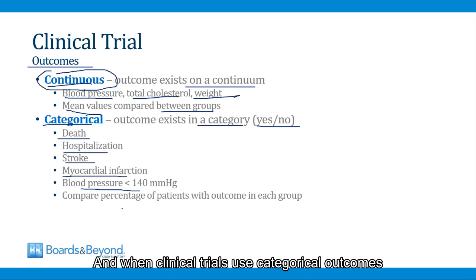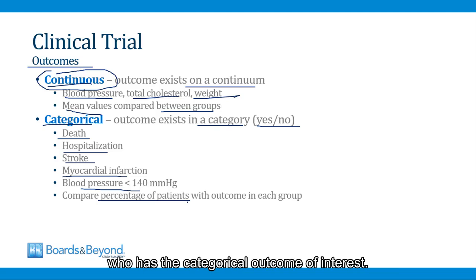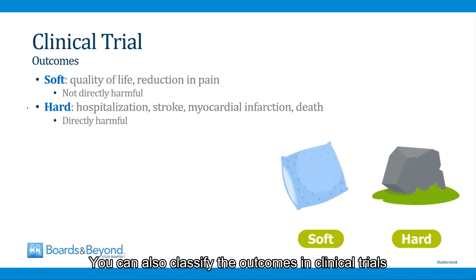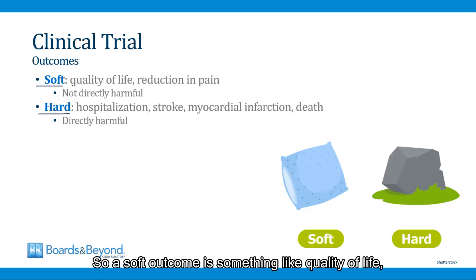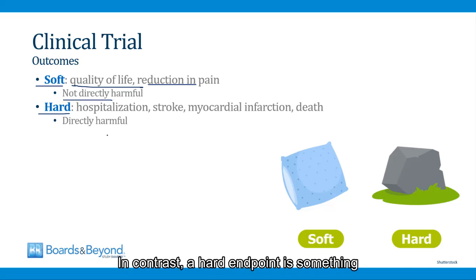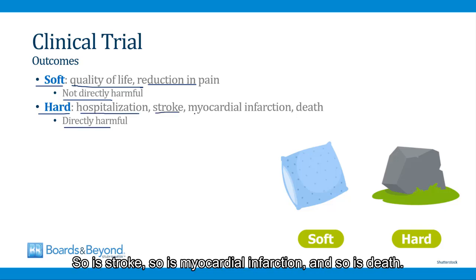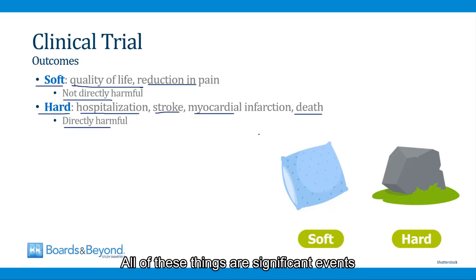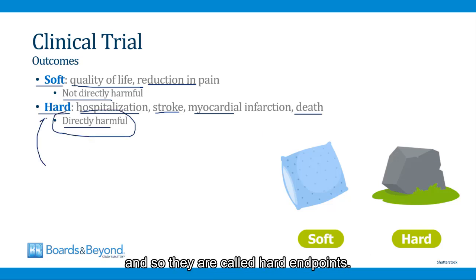And when clinical trials use categorical outcomes, they compare the percentage of patients in each group who have the categorical outcome of interest. You can also classify the outcomes in clinical trials as soft or hard. So a soft outcome is something like quality of life or reduction in pain. These things are important to patients, but they're not directly harmful. In contrast, a hard endpoint is something that is directly harmful. So for example, hospitalization for a serious medical condition is a hard endpoint. So is stroke, so is myocardial infarction, and so is death. All of these things are significant events in the lives of patients that are directly harmful, and so they are called hard endpoints.